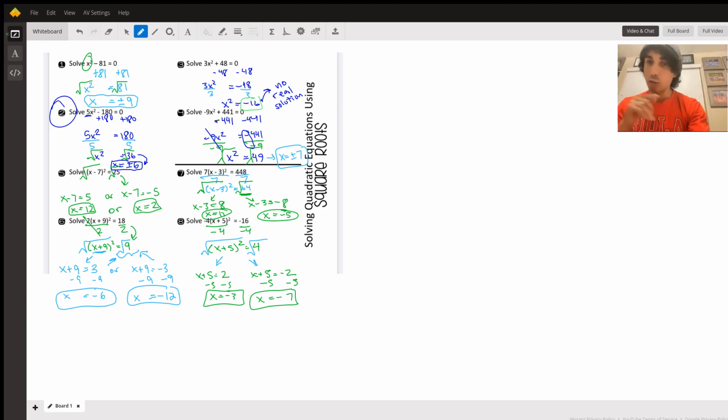And then step 4 is usually going to be like one step away. You're just going to do the algebra and solve for x. All right, and you should expect 2 solutions when you do this. You're pretty much always going to get 2, except for when you get none.